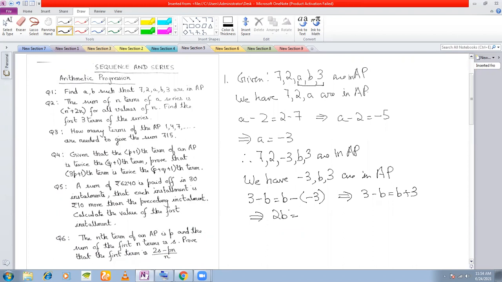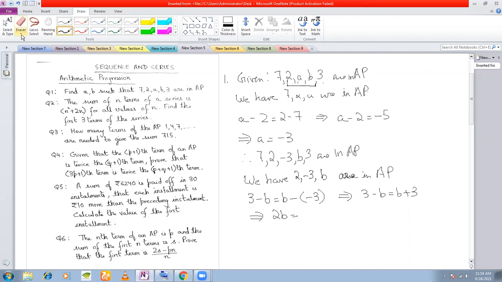better still, you take 2AB in AP. Yes, you take 2AB in AP. See, these three are in AP. We have got this. This is in AP. That means here, these three are now in AP. So we have 2 minus 3B are in AP.